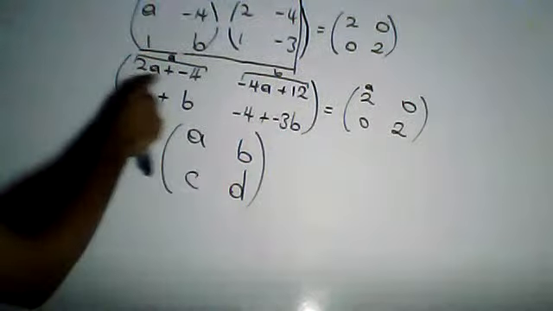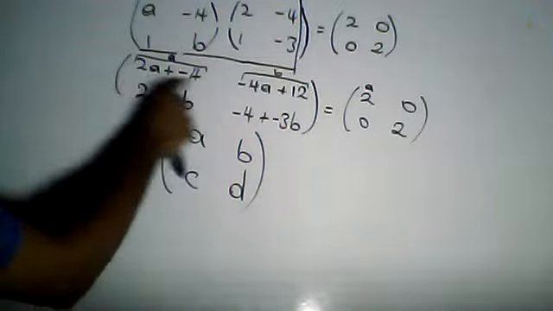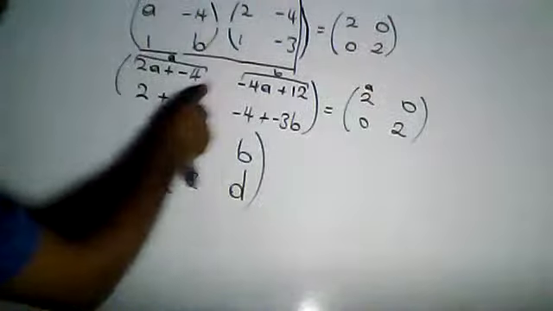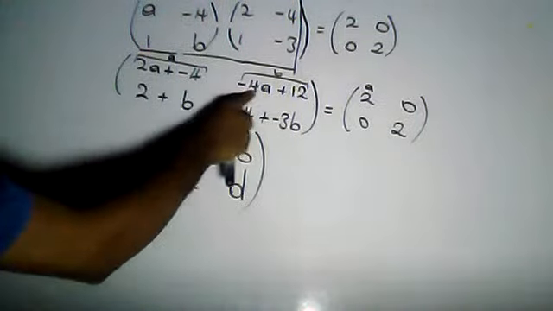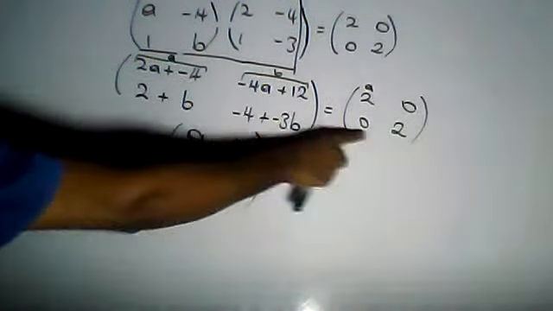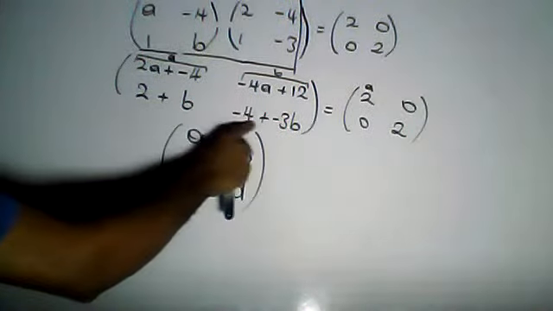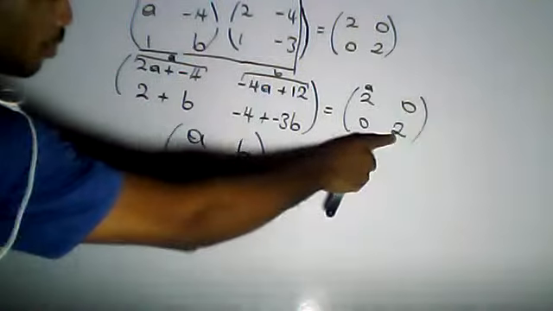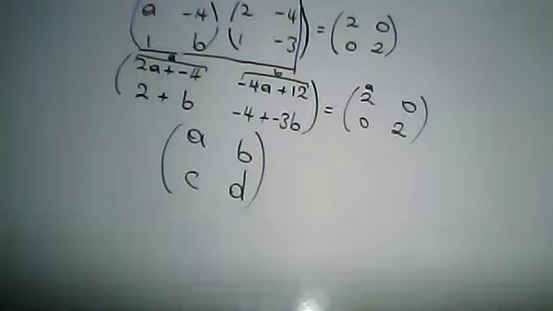Meaning 2A minus 4 is going to be equal to 2. Minus 4A plus 12 is going to be equal to 0. 2 plus B is going to be equal to 0. And minus 4 plus minus 3B is going to be equal to 2. Do you understand what I'm saying now?